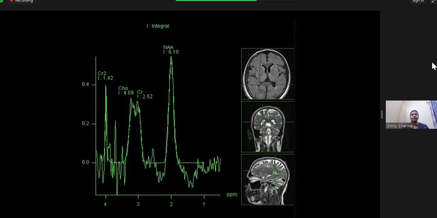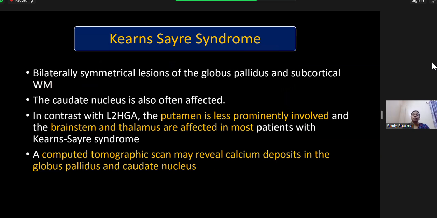So we see the presence of the lactate peak. So here again, MRS plays a role to differentiate these from each other, where lactate peak can be seen in Kearns-Sayre syndrome because it's a mitochondrial disorder. So bilateral symmetrical lesions of globus pallidi and subcortical white matter are commonly involved. In fact, calcifications can also be commonly seen.